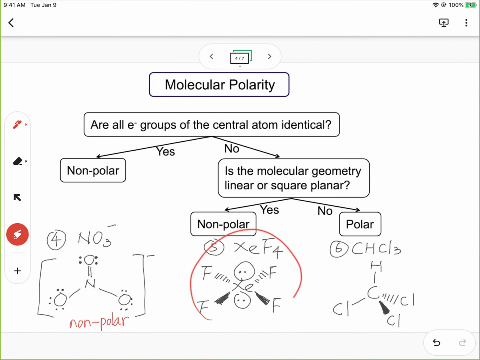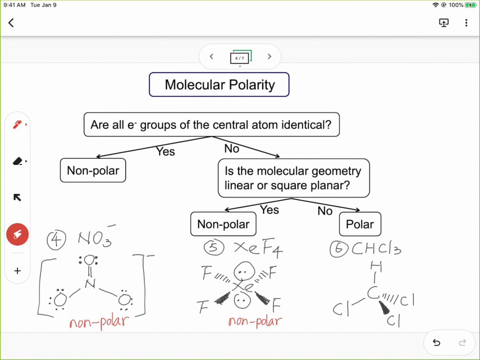Now the next one, xenon tetrafluoride. All right, first question, are all electron groups identical? Well, you have 2 lone pairs and 4 xenon-fluorine bonds. Therefore, those 6 groups are not identical. The answer is no. Now, next question, is the molecular geometry linear or square planar? Well, when you look at this, the geometry is square planar. Okay, again, from VSEPR theory, square planar geometry. Therefore, the answer for the second question is yes. So this one is going to be nonpolar.